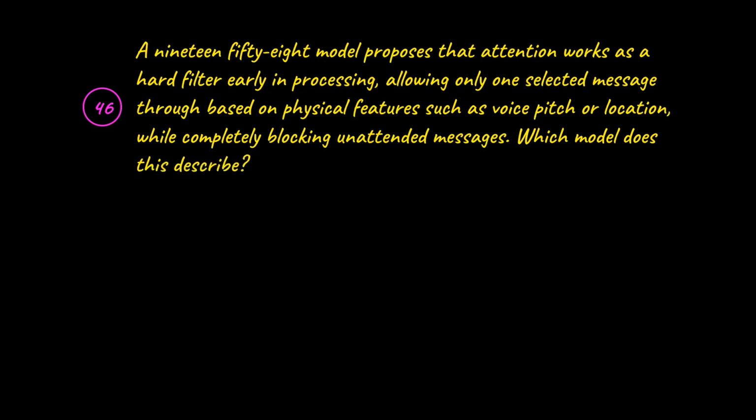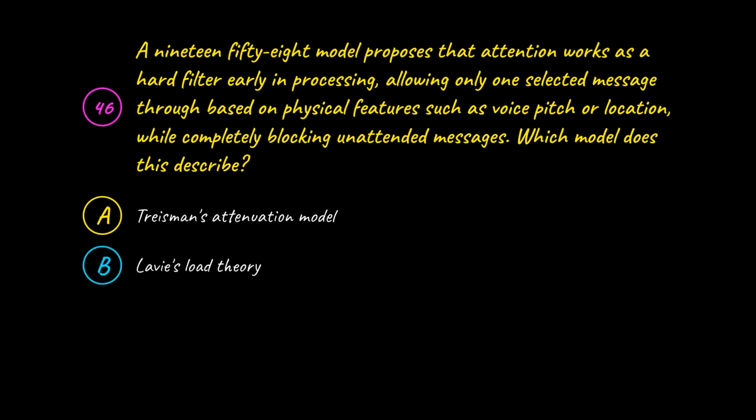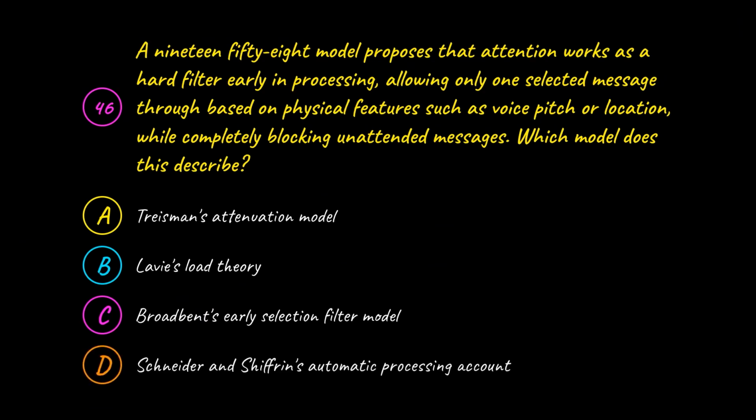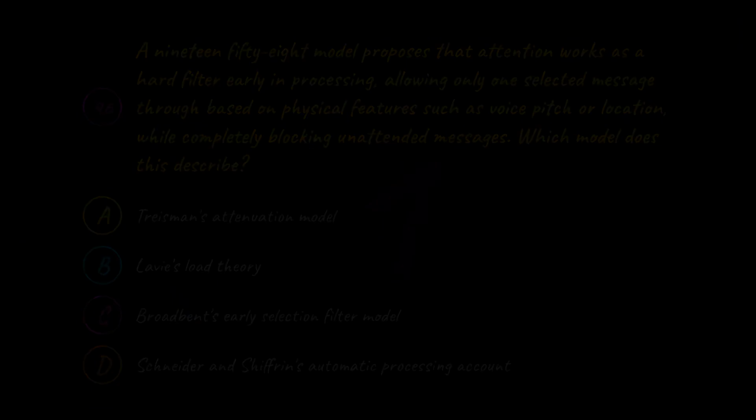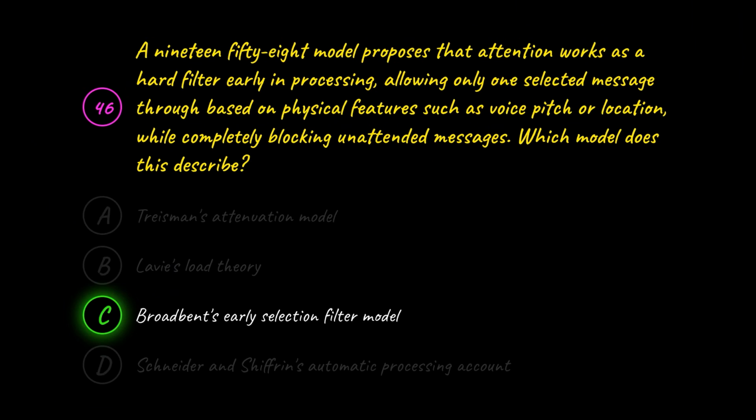Your options are A. Treisman's attenuation model, B. Levy's load theory, C. Broadbent's early selection filter model, D. Schneider and Schiffrin's automatic processing account. Which would you go with? Lock it in before the reveal. The correct answer is C. Broadbent's early selection filter model.